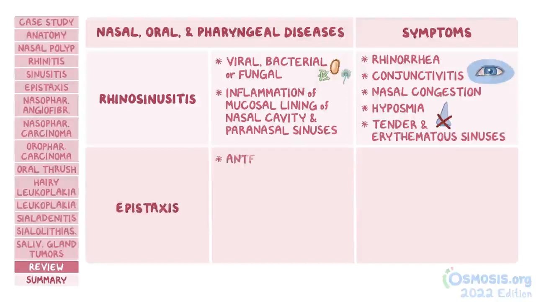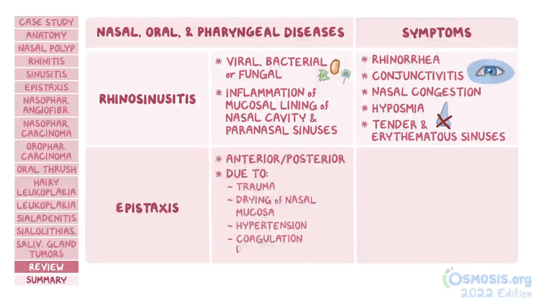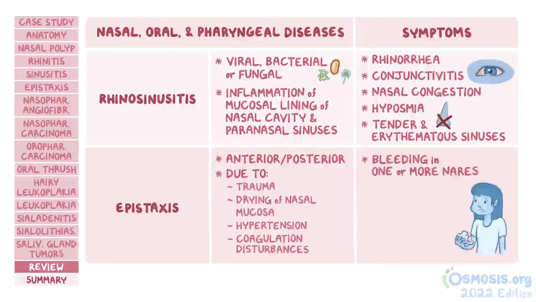Epistaxis can be either anterior or posterior, and it's usually due to trauma and drying of the nasal mucosa, hypertension, and coagulation disturbances. Bleeding can occur in one or both nares, and it might be associated with local pain.